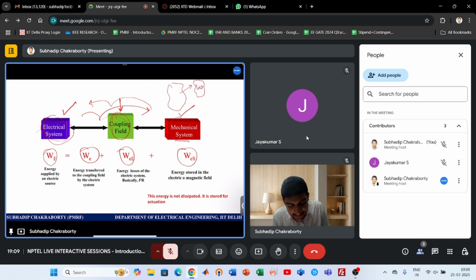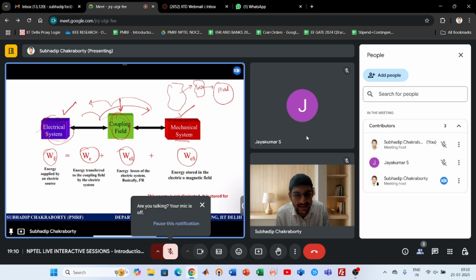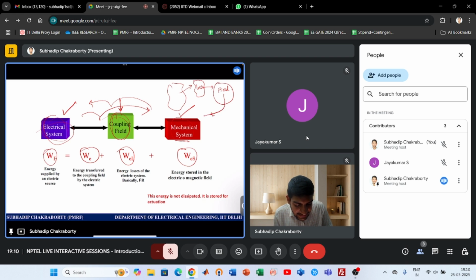So there are some losses, and then you have the coupling field, which stores the energy, and that energy is ultimately converted back to your mechanical energy, in forms of rotation or forces. And then this is generating the actuation, right? Either translatory or rotatory motion, or whatever forms of actuation you have in a mechanical system, some force or some torque is generated. So from the electrical domain you go to the mechanical domain.